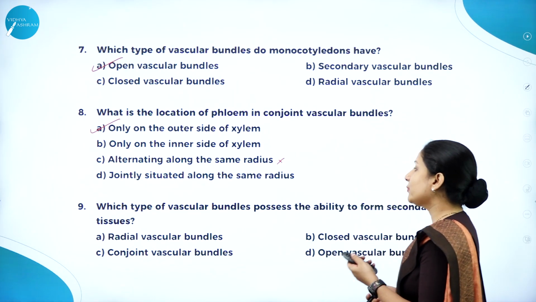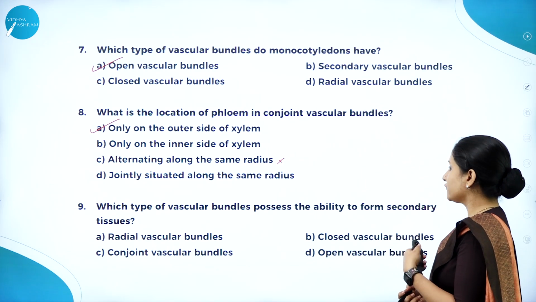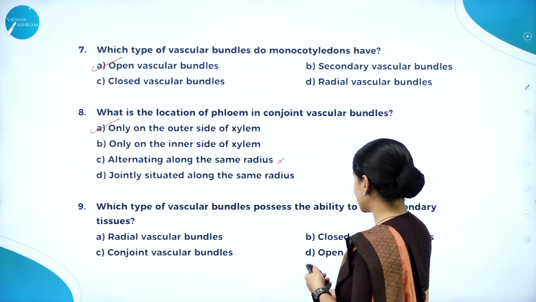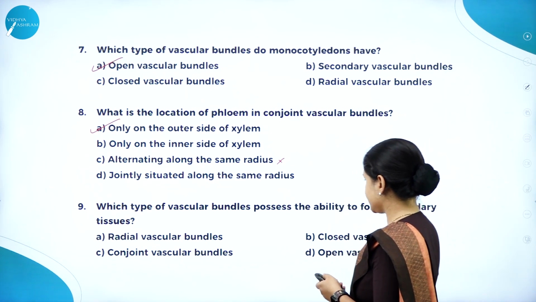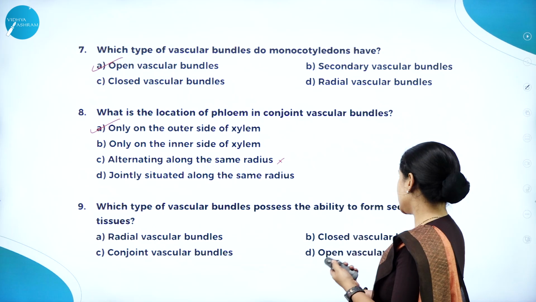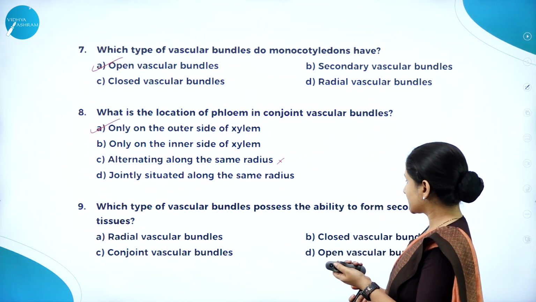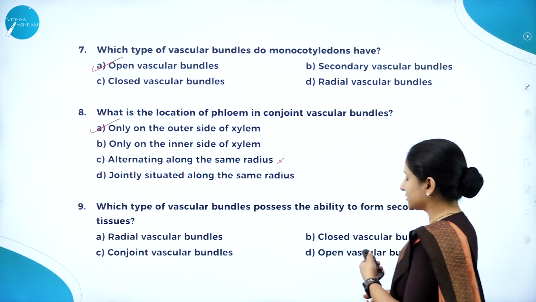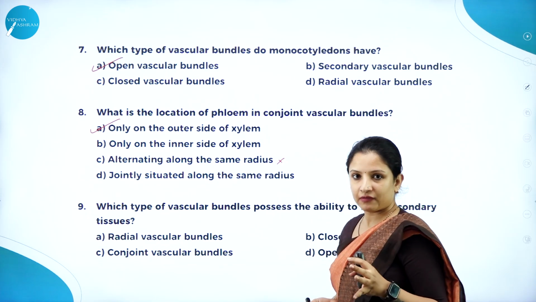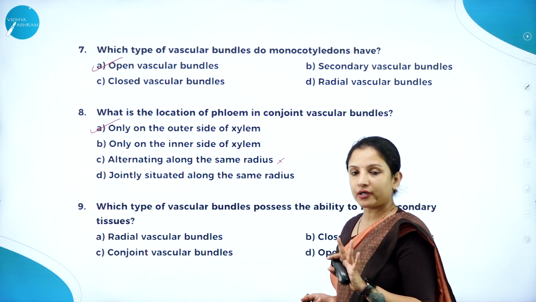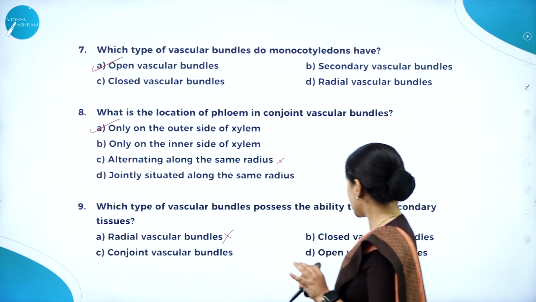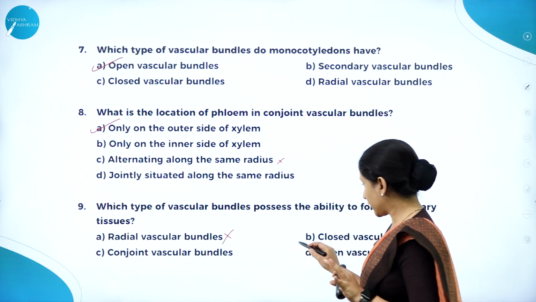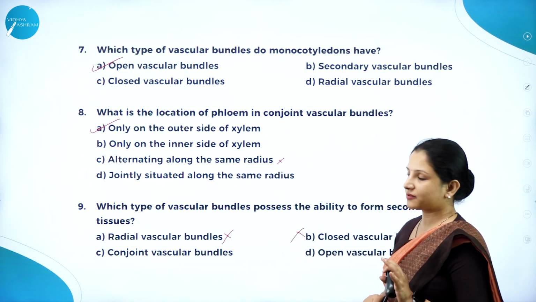Next question. Which type of vascular bundles possess the ability to form secondary tissues? Is it radial vascular bundles, closed vascular bundles, conjoint vascular bundles, or open vascular bundles? Now here it is not radial vascular bundles. In radial vascular bundles, they do not have cambium. So this option can be eliminated. It's not closed vascular bundle because closed vascular bundle means they do not have cambium. So no cambium means closed vascular bundle.